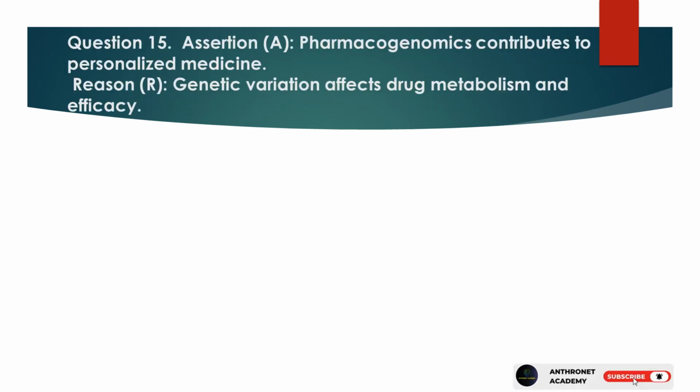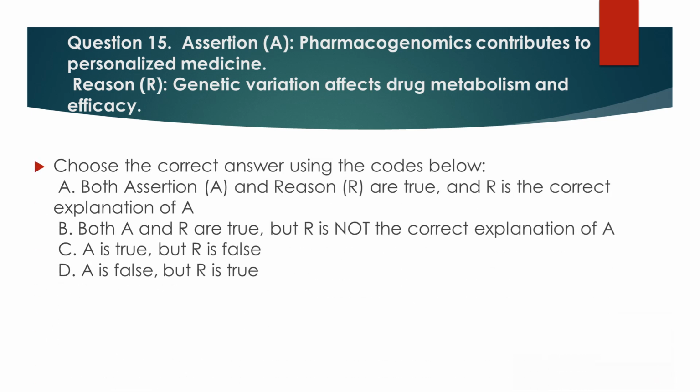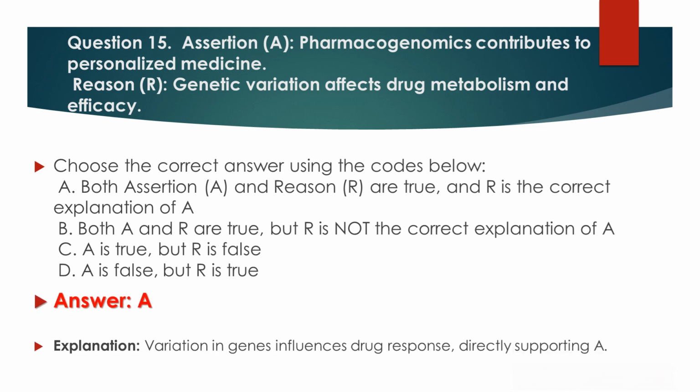Question 15. Assertion A: Pharmacogenomics contributes to personalized medicine. Reason R: Genetic variation affects drug metabolism and efficacy. Choose the correct answer using the codes below. A. Both assertion, A, and reason, R, are true, and R is the correct explanation of A. B. Both A and R are true, but R is not the correct explanation of A. C. A is true, but R is false. D. A is false, but R is true. Answer: A. Explanation: variation in genes influences drug response, directly supporting A.